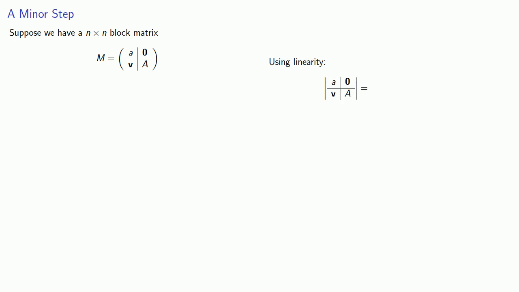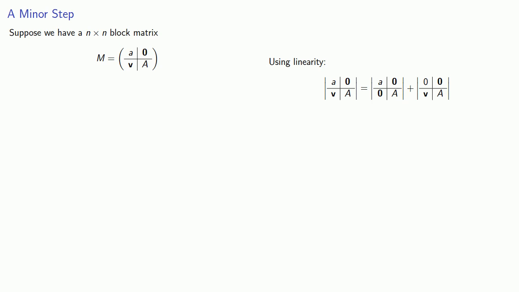That does require we establish one minor step here. Suppose we have an n by n block matrix, where I'll write that matrix as some coefficient a in the upper left-hand corner, a row of zeros, a column vector v, and some smaller square matrix. Now, using linearity, we know that the determinant of this matrix is going to be the sum of the determinants of two matrices, where I'll break this first column apart into a, 0 and 0, v.